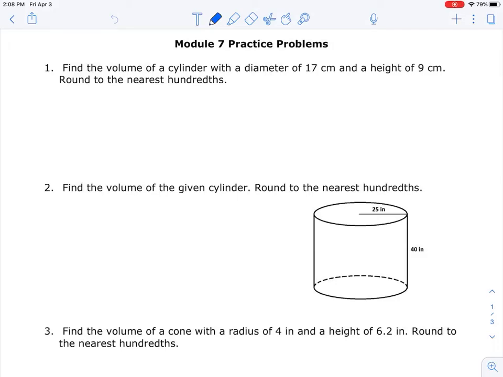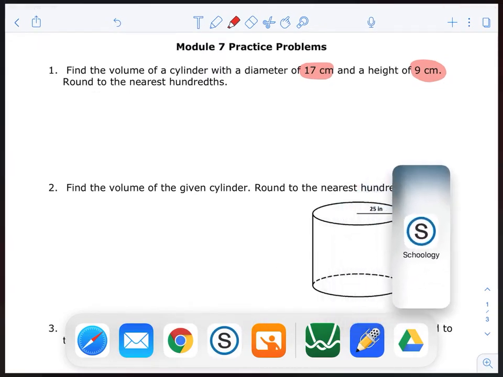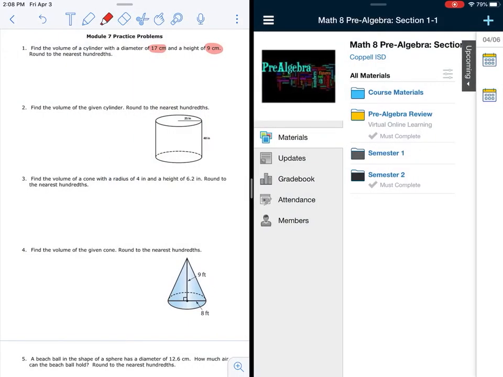Module 7 practice problems. Number 1. Find a volume of a cylinder with a diameter of 17 centimeters and a height of 9 centimeters. Round to the nearest hundredths. So before anything, we need to figure out the formula for a volume of a cylinder.